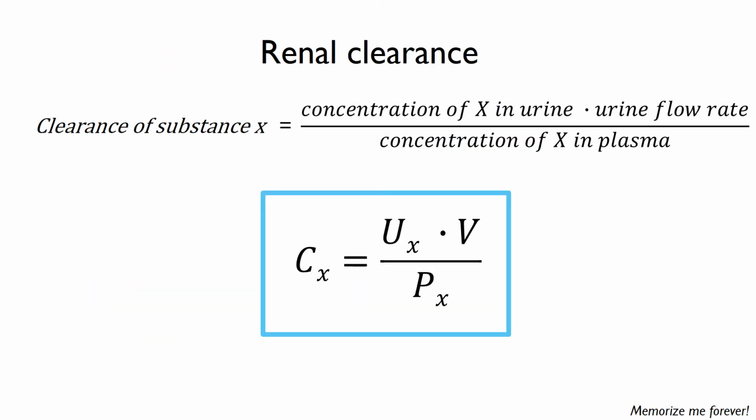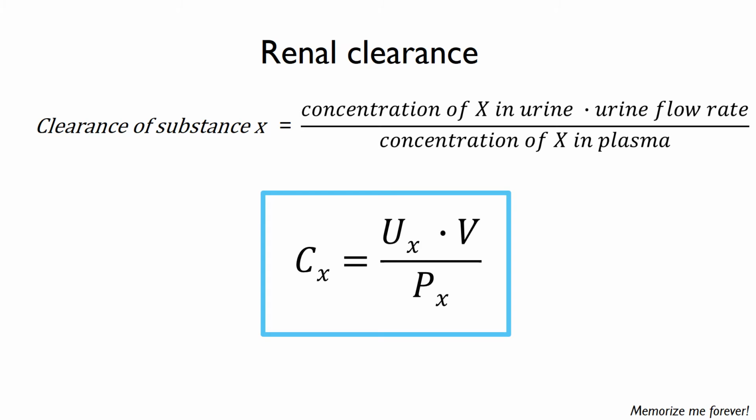So now that you know what clearance is defined as, let's write out the equation. Renal clearance of a substance equals the concentration of that substance in the urine times the urine flow rate divided by the concentration of that substance in the blood or the plasma. So this is going to look very familiar. The numerator of this fraction, or this ratio, is concentration of X in the urine times the urine flow rate. We just got done calculating that. That's the urinary excretion rate. So the ratio of urine excretion rate to concentration in plasma gives us clearance.